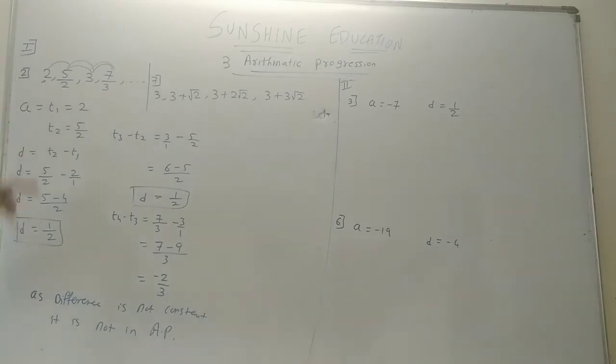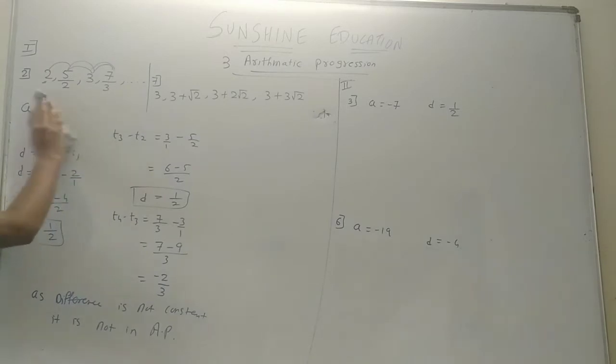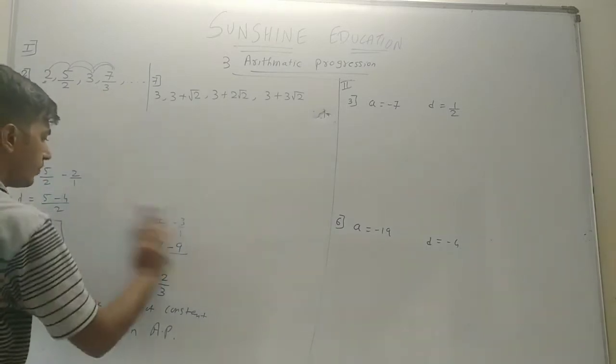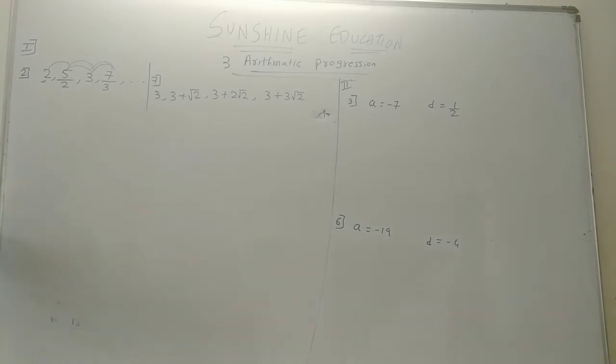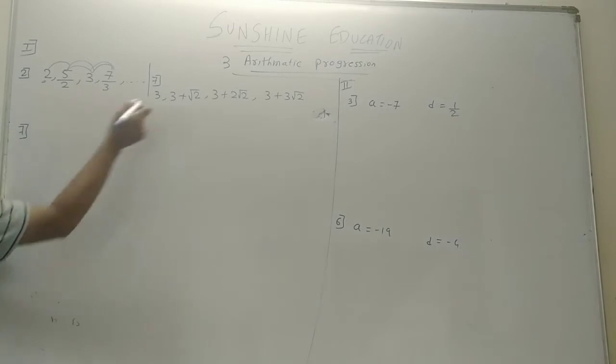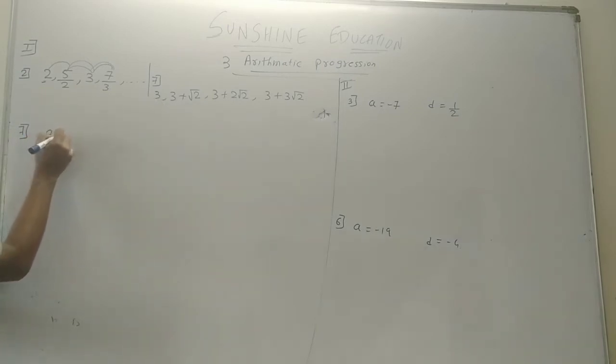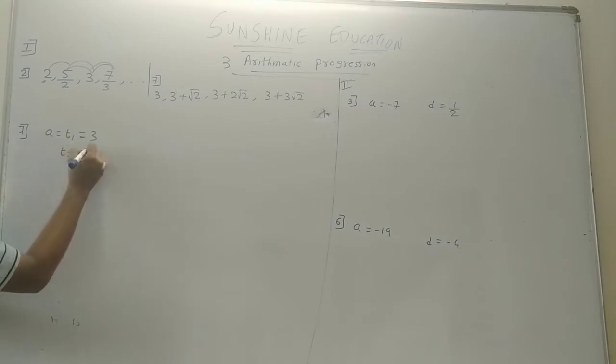Now let's move to the seventh one. The rest of the sums in this exercise are homework, which I am not doing. Okay, second one is done. Now for the seventh one, what is the first term? A, that is 3. Second term T2, that is 3 plus root 2.